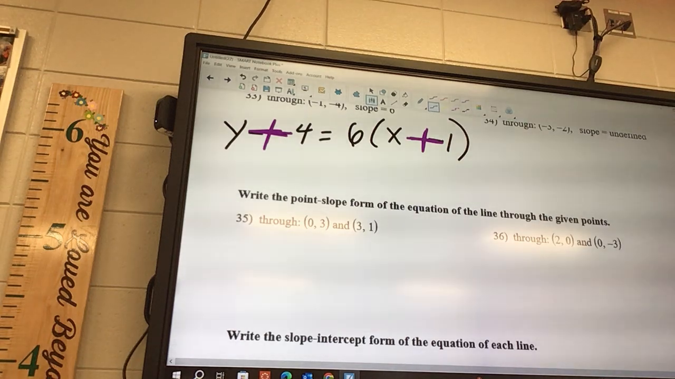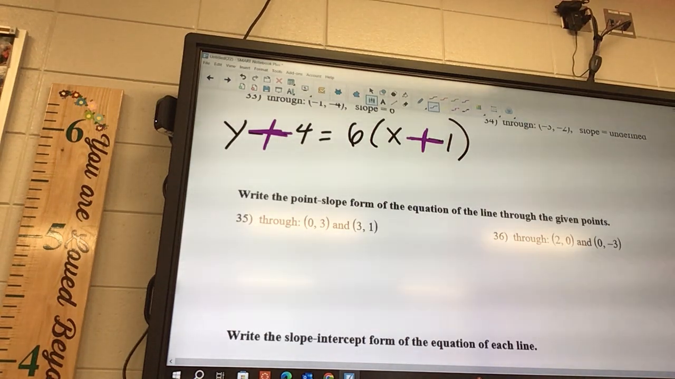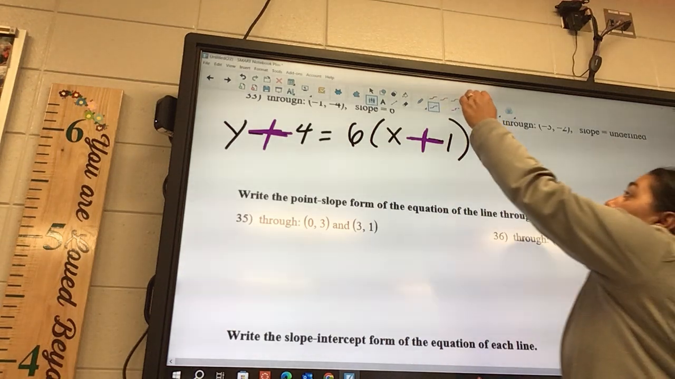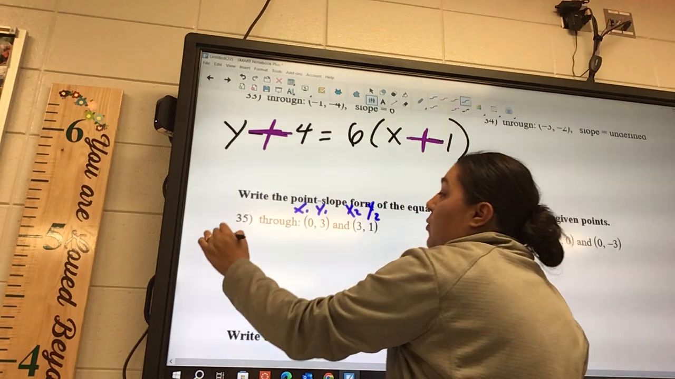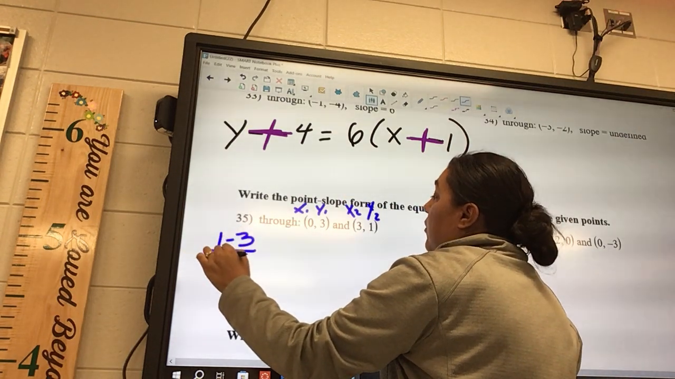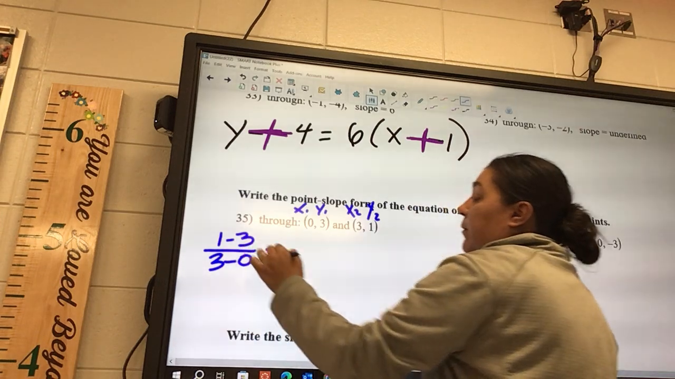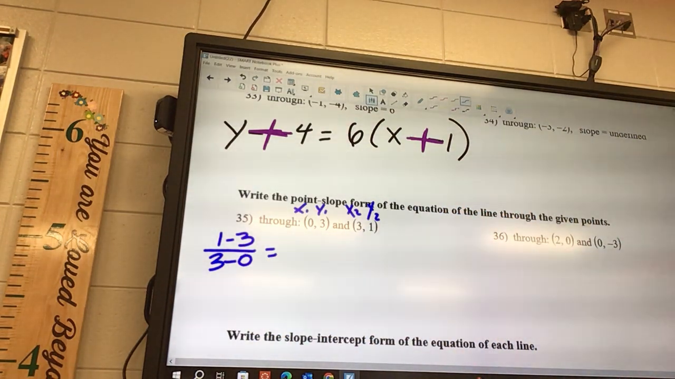Okay, 35 is still write the point slope form. We gotta find the slope first. That's that y2 minus y1 over x2 minus x1. So it's gonna be 1 minus 3 over 3 minus 0. Cross off number 34. So I don't forget. Thank you. What'd you guys get for that slope? 1 minus 3 over 3 minus 0. -2/3. -2/3. Somebody agree? Yeah.